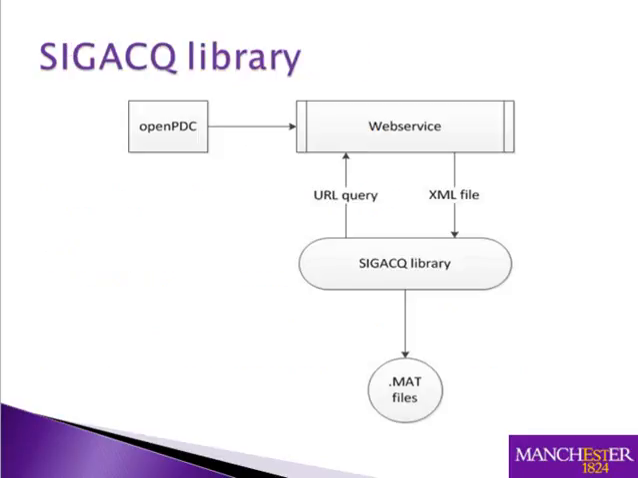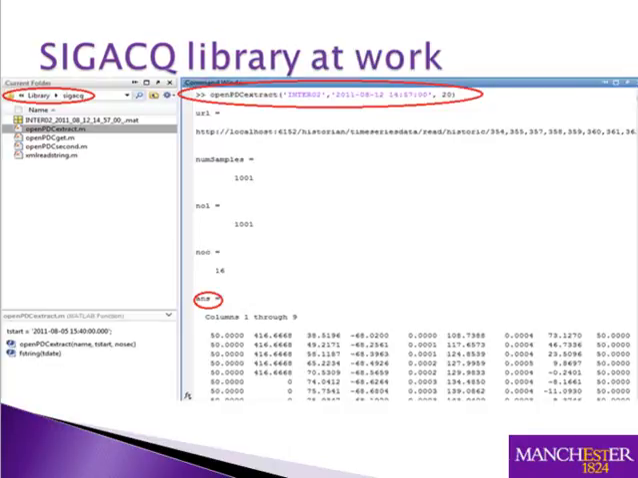So just to have an idea here, this is a schematic. OpenPDC has this web service, and I submit interrogations to its database, to its archiving. Everything is optimally stored and archived here. It's not my problem. I submit a URL query, and I get an XML file. I parse this XML file, and I export the reply into MATLAB files. So from here on, I have all the MATLAB power at my disposal. So also the SIGACQ library at work.